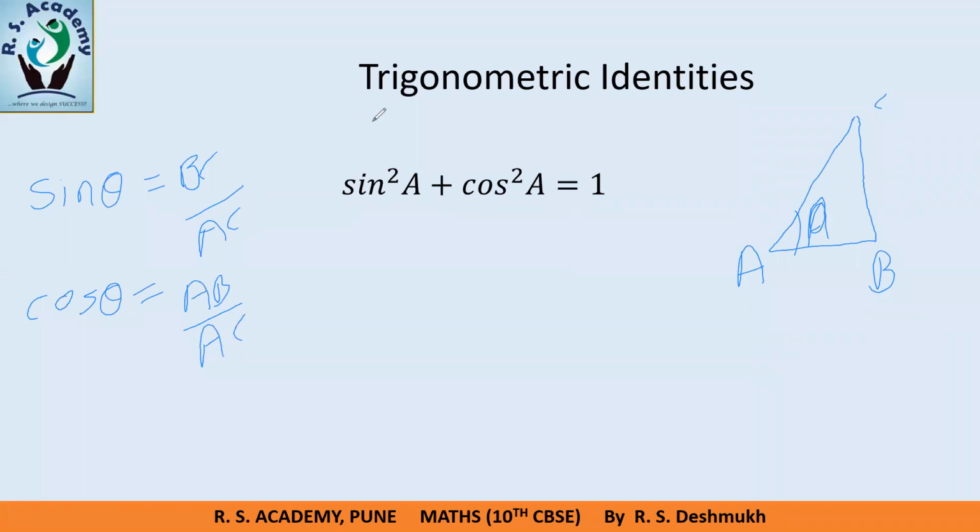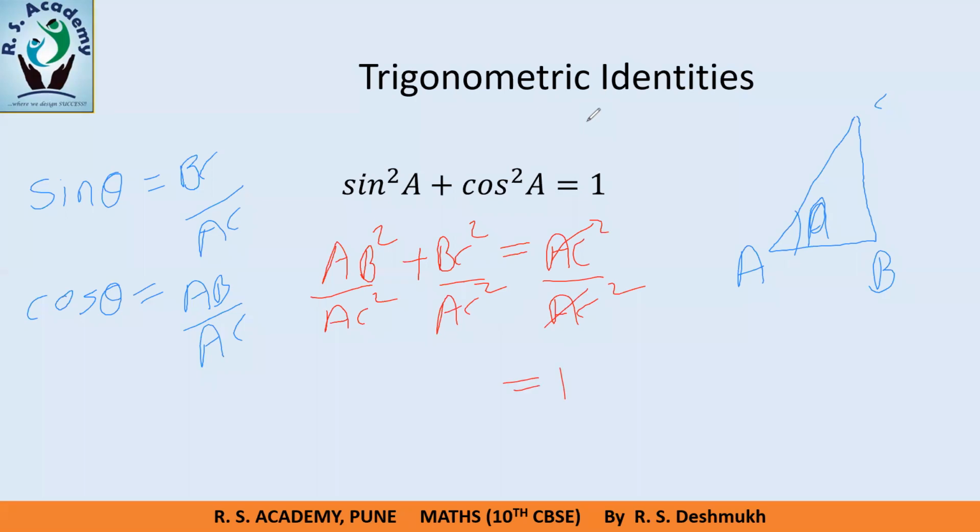But we know a basic thing. For a right angle triangle, according to Pythagoras theorem, dear friends, the sum of the side squares, that is AB square plus BC square, is equal to AC square. Let me divide this whole equation by AC square. What will happen? AB square upon AC square plus BC square upon AC square is equal to AC square upon AC square, which cancels and is nothing but 1.